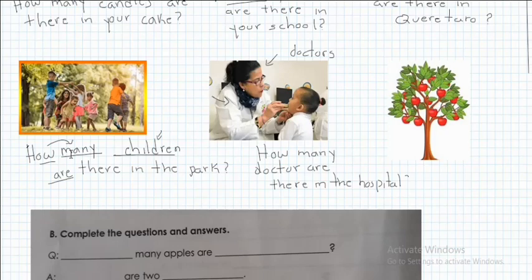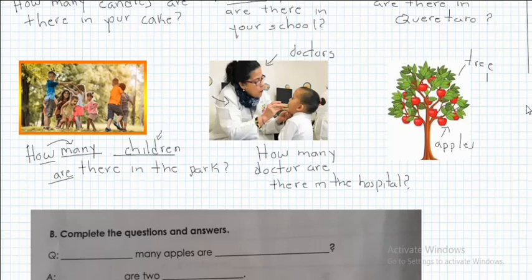Okay, and in the last example the question would be: how many apples are there in the tree? You can count the apples, okay, more or less 3, 4, 5, 6, 7, 8, 9, 10, 11, 12, 13, 14, like 15 apples in the tree, okay? There are 15 apples in the tree.